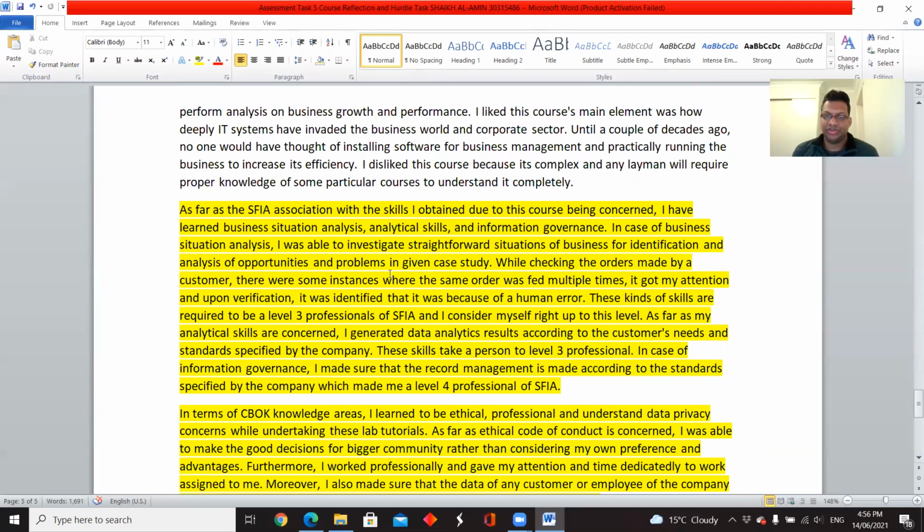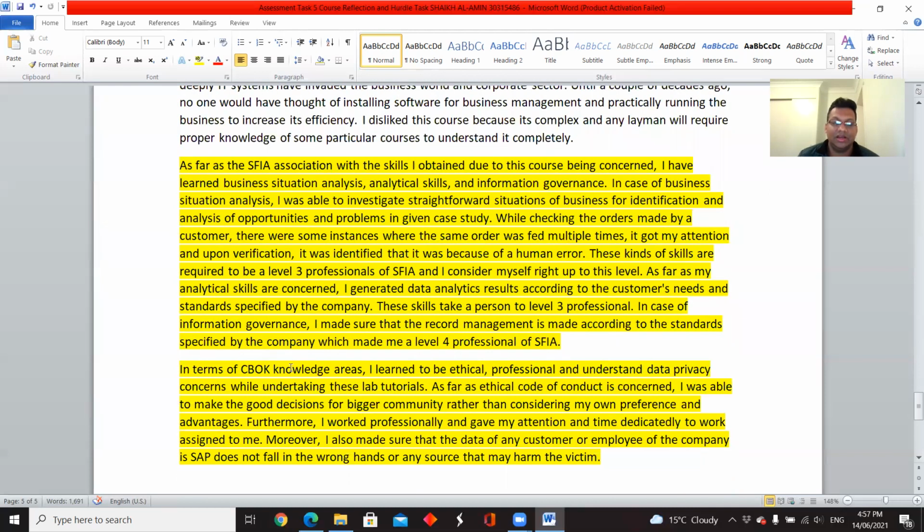We investigated a straightforward business situation for identification and analysis of opportunities and problems given in the case study while checking the orders made by the customer. There were some instances where some orders were entered multiple times, so it got my attention, and I did the verification. I also consider myself up to this level as far as analytical skill is concerned. I generate the data analytic research according to the customer need and standard specifications by the company.